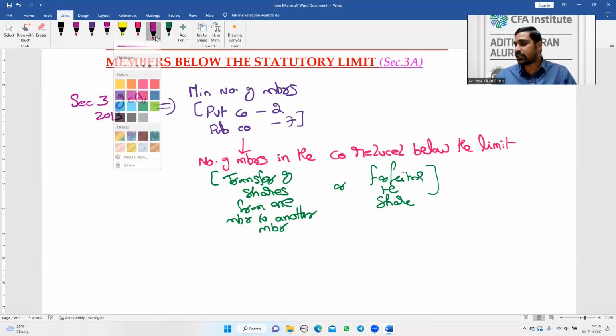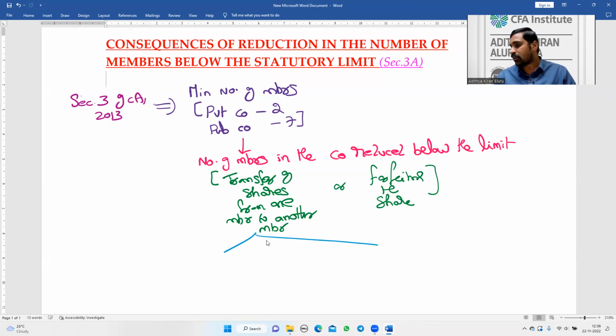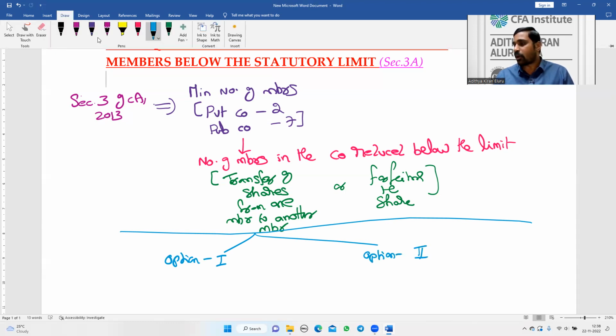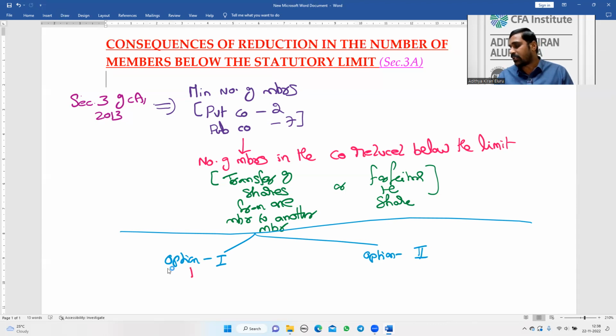So in that case, what does the company have to do? The company has two options. Option 1, option 2. What is option 1? Option 1 is to increase the number of members within 6 months.